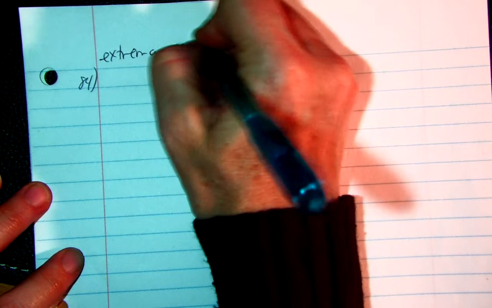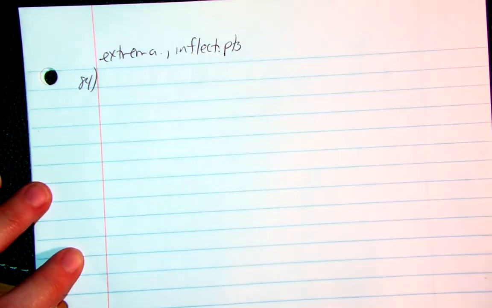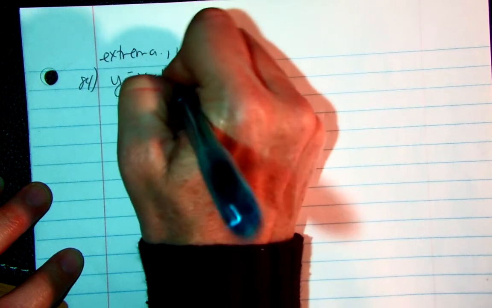Let's proceed on to the third problem. It's 84. 84's directions: I'm supposed to locate any extrema. Well, I find those on the first derivative. Extrema are my relative mins and relative maxes. And I'm supposed to find any inflection points. And where do I find those? On the second derivative. So 84. Y equals x minus natural log of x.